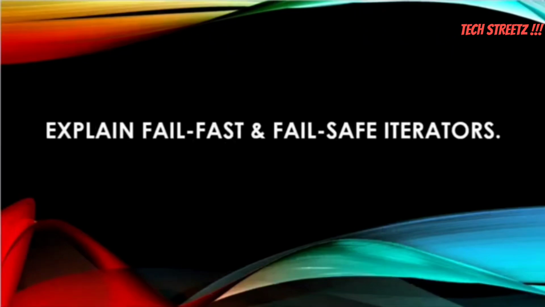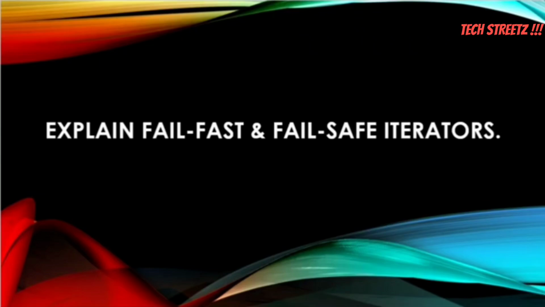Explain fail-fast and fail-safe iterators. If a collection structure is changed, fail-fast iterators immediately throw concurrent modification exception while a thread is iterating over a collection. Structural alteration includes adding or deleting an element. Fail-fast iterator classes include ArrayList iterator and HashMap iterator.